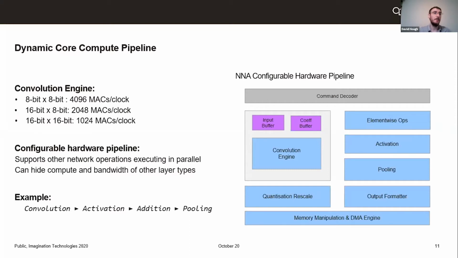And as you can see from the slide, an example of such a group of layers, or layer group, as we refer to it, could be a convolution operation, followed by an activation, followed by a residual add, followed by a pooling operation, for instance. And where, in that case, only the input to the convolution would be read from memory and the output of the pooling would be written to memory.